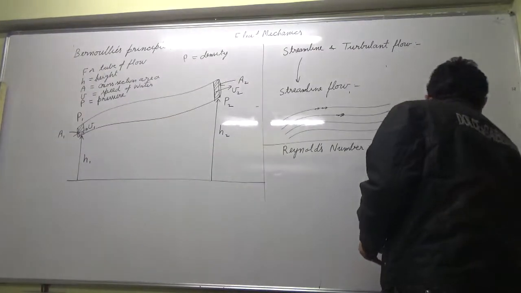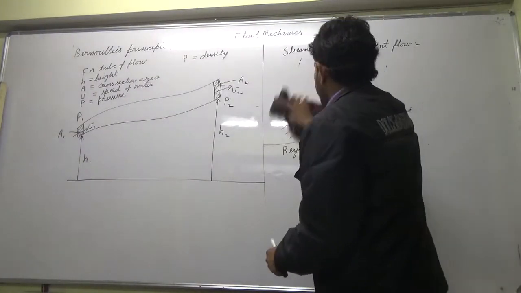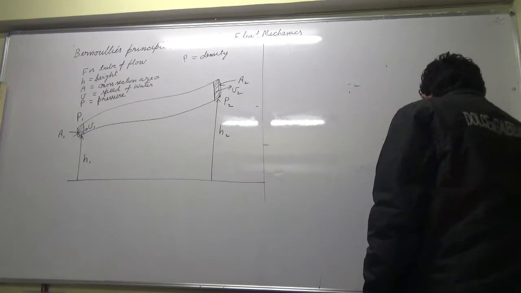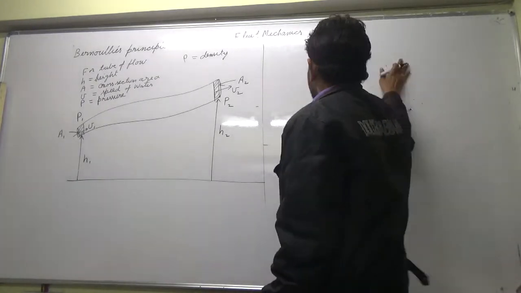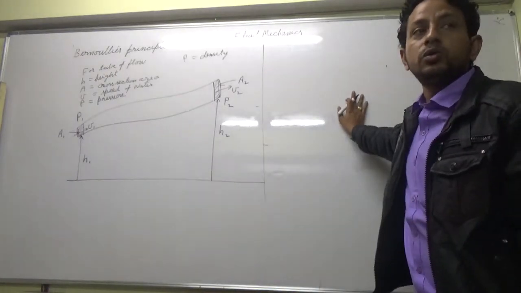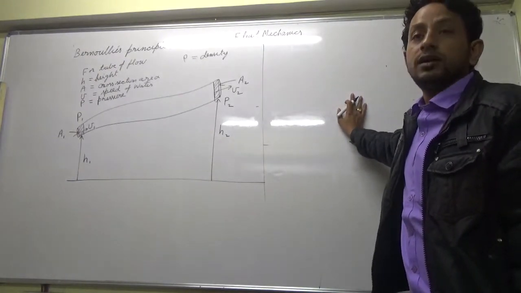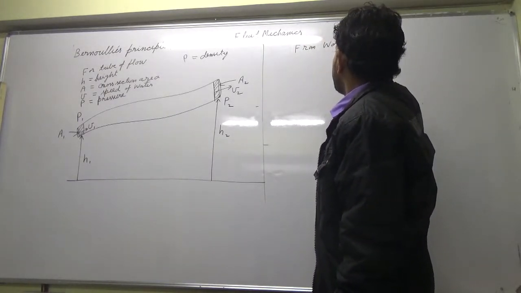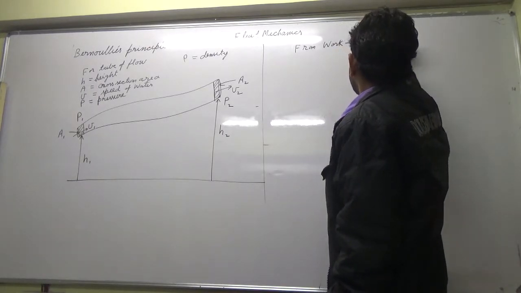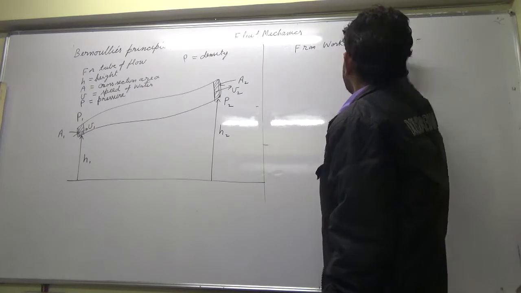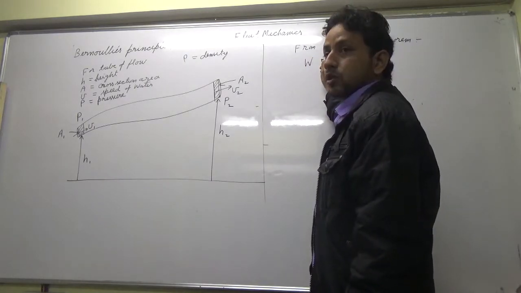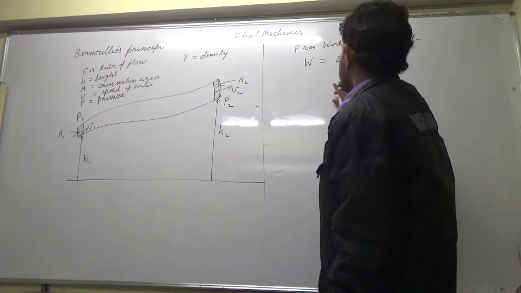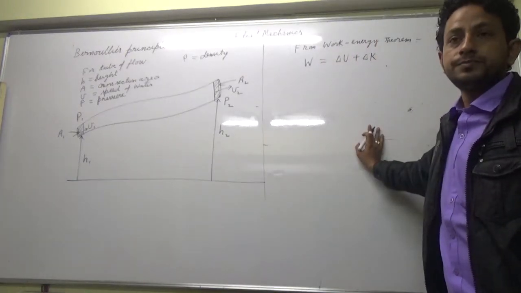Now we will try to write the energy equation. We will try to write the energy. How much work will be the work energy theorem? From work energy theorem we will write. From work energy theorem, we know that total work done on a system is equal to change of potential energy plus change of kinetic energy. ठीक है?